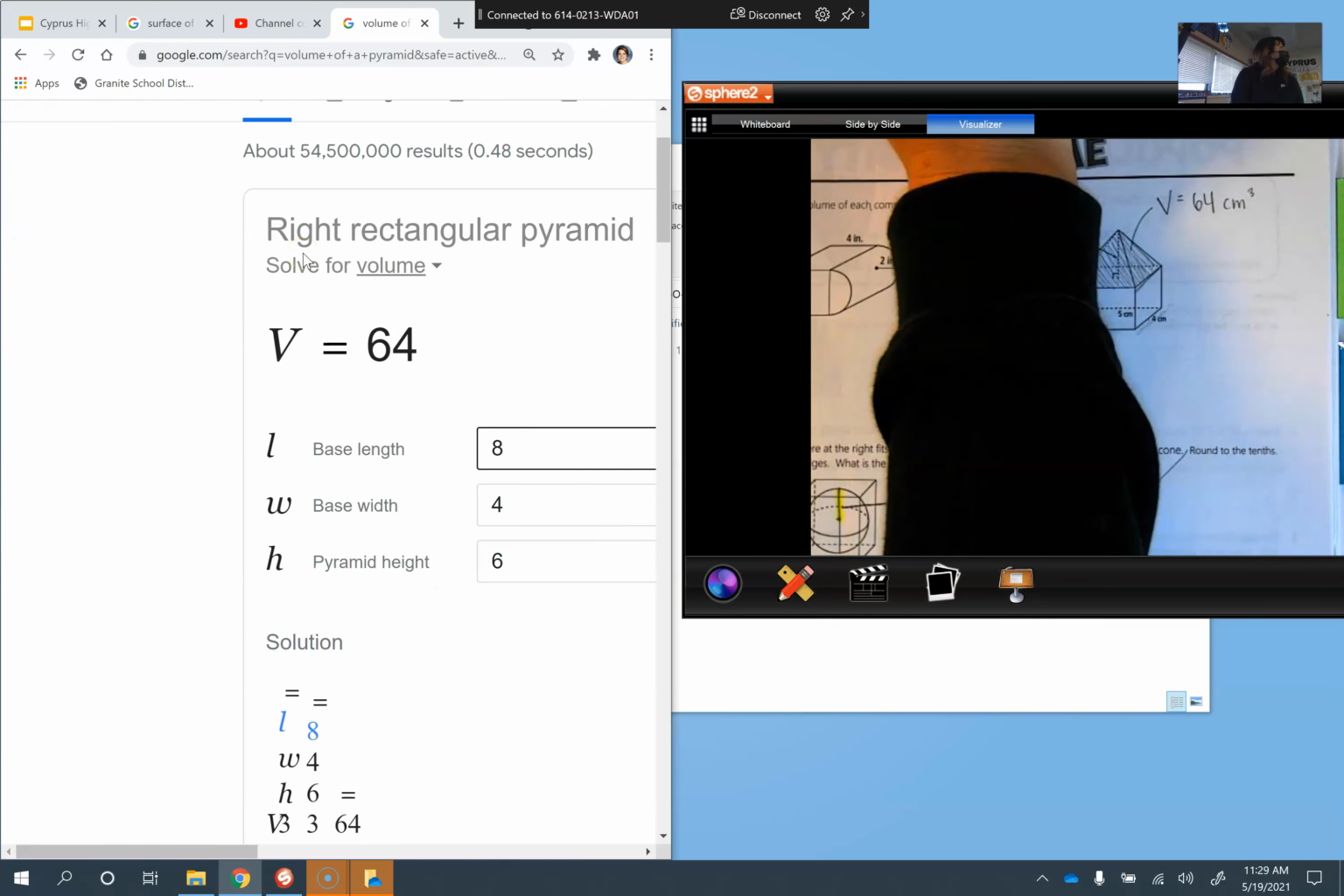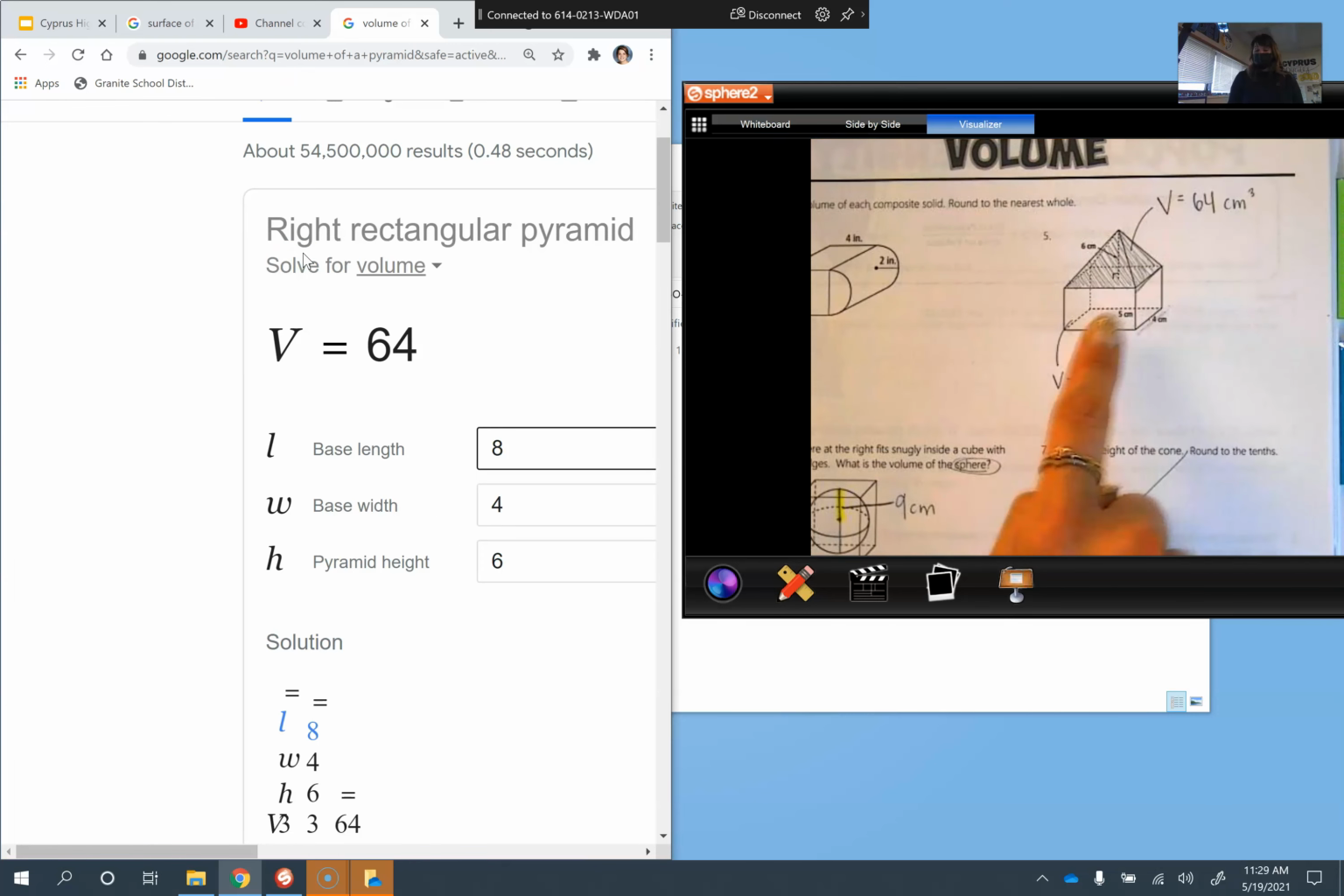Can I interrupt? Sure. Will you guys find the volume of the rectangular prism on the bottom? And then will you add them together?